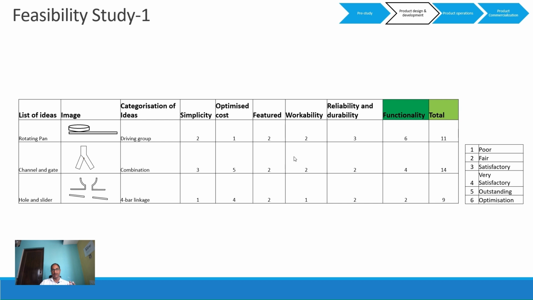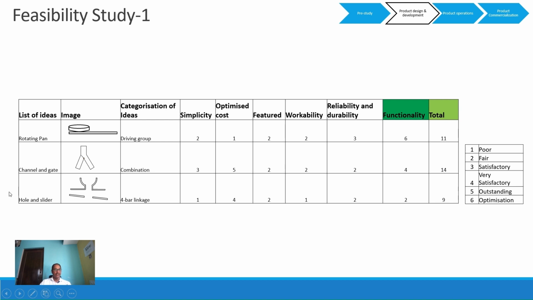Features, of course, this also can have features. Workability, yes. Reliability and durability: this is less reliable and durable as compared to the first idea. The reason is that this is not a gear set, and the gear set is more durable. Another reason is that dust could be collected between the gate and the channel, because of which we need more maintenance. So this is less reliable. As far as the functionality is concerned, this is a product of the workability, reliability, and durability. So we have a good score here.